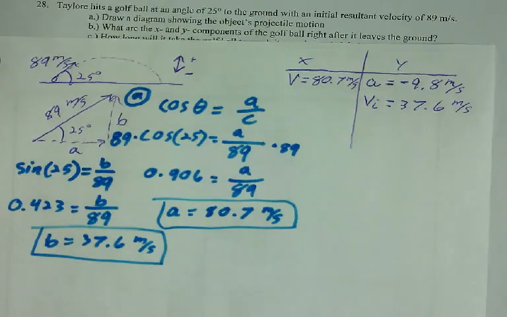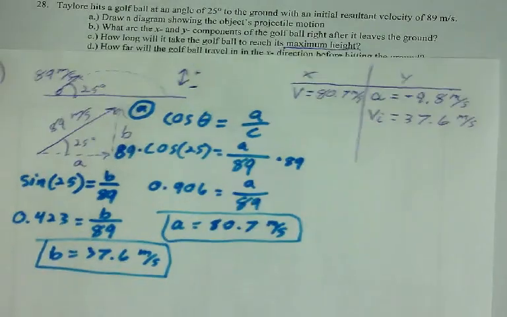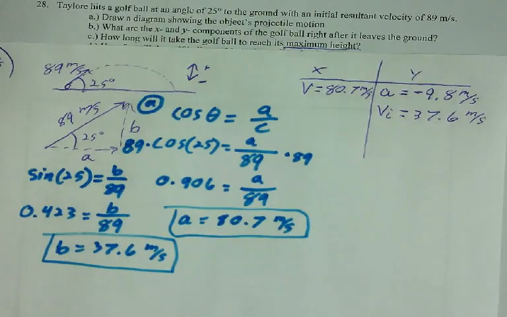Okay, so we got it so far. We just found my x and my y velocities. I found A and B. I'm done with part A. I'm ready to move on to part C. So how long will it take to reach the max height?